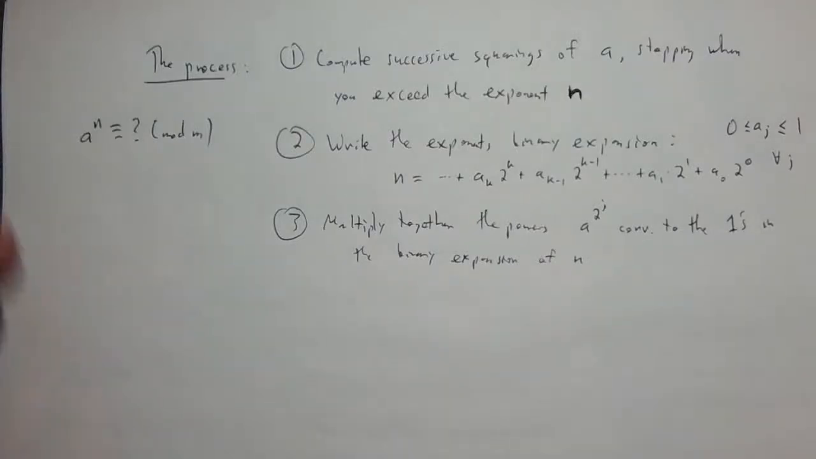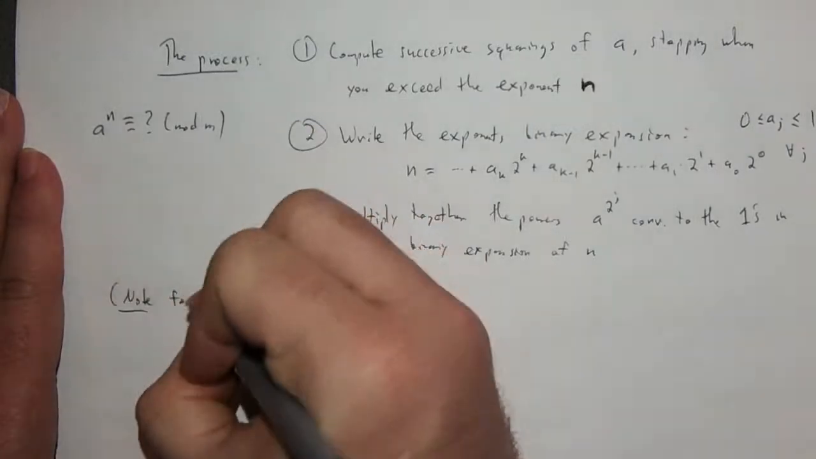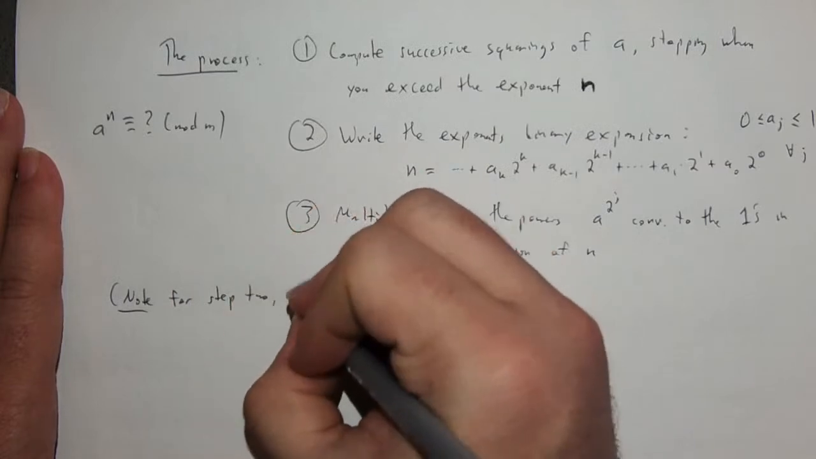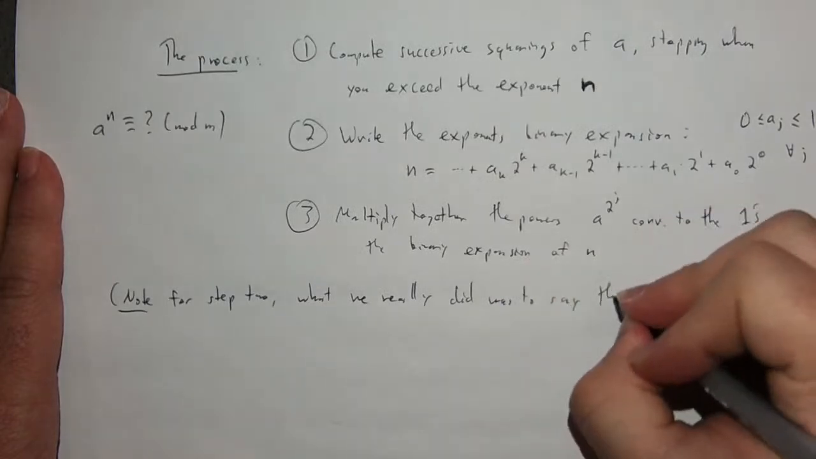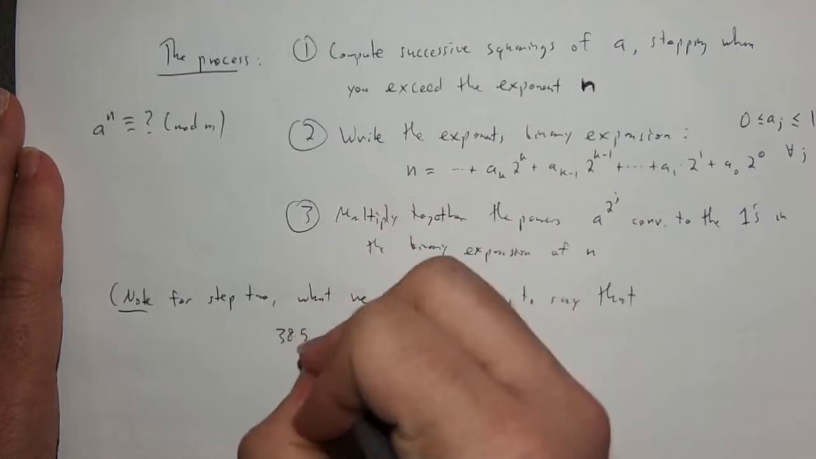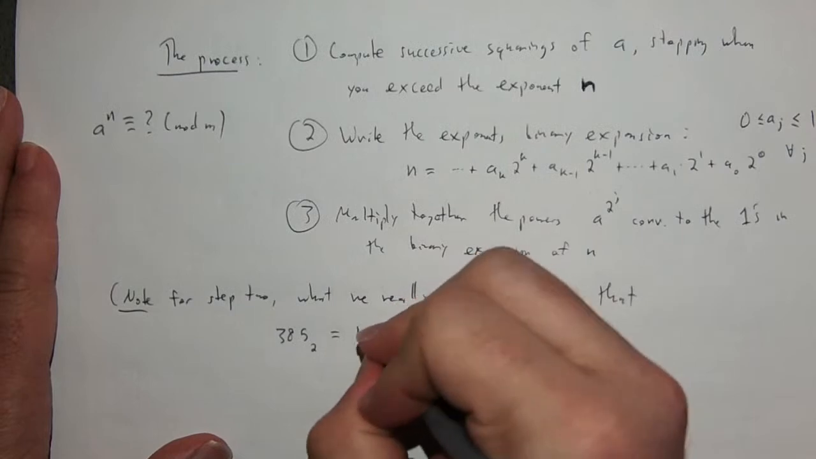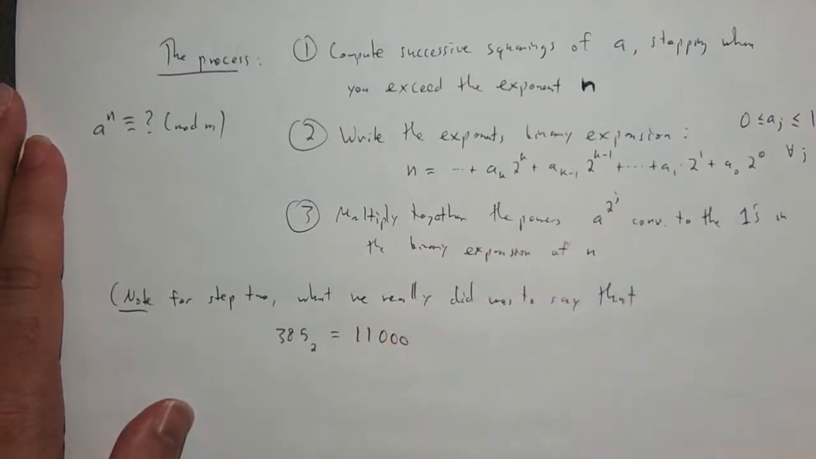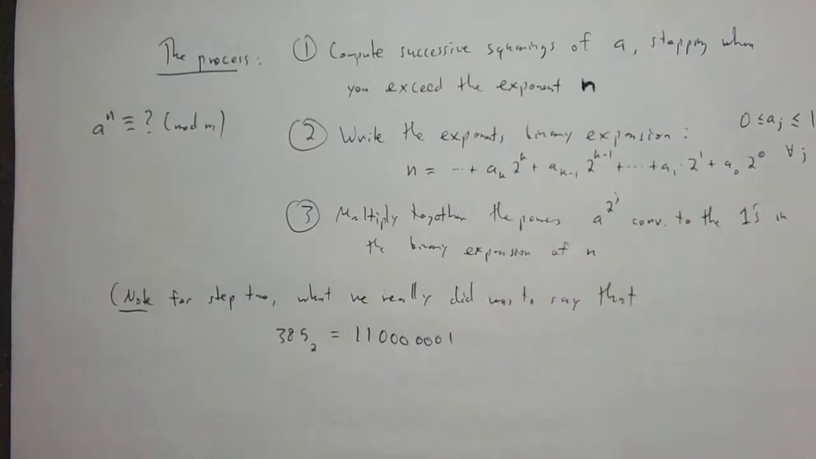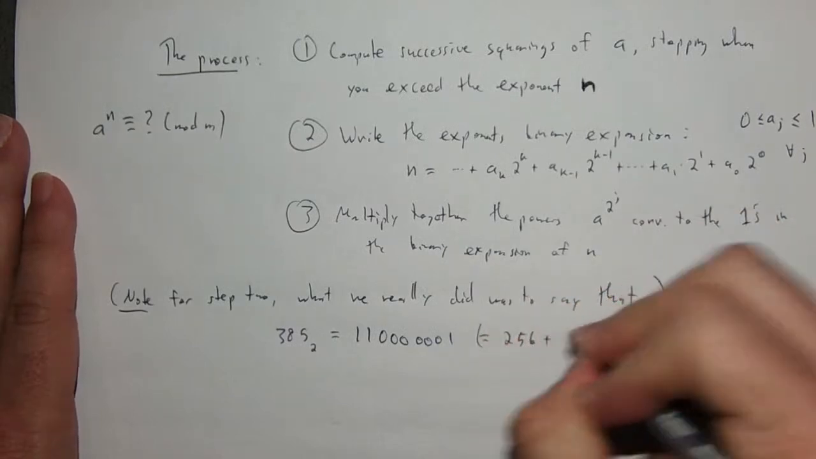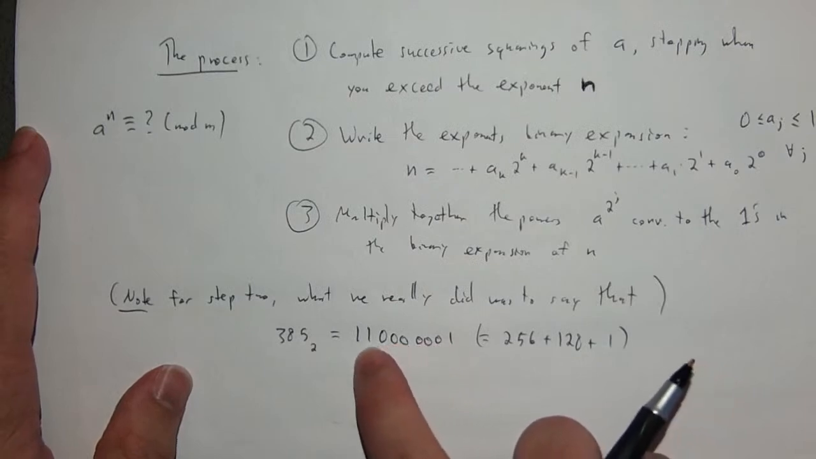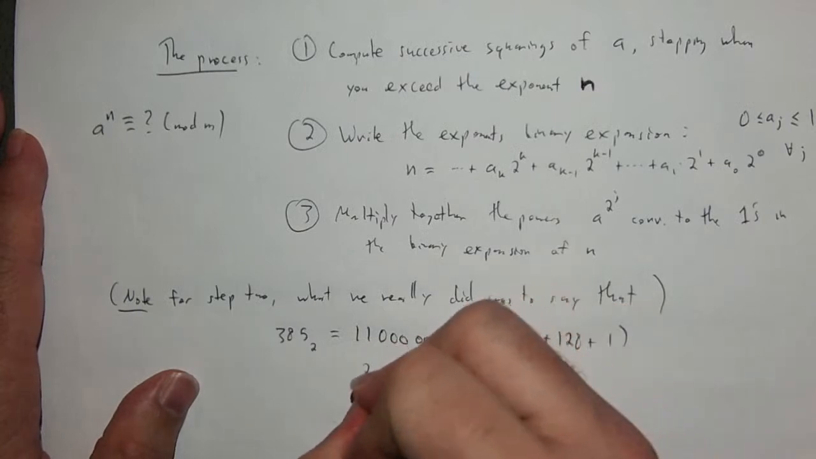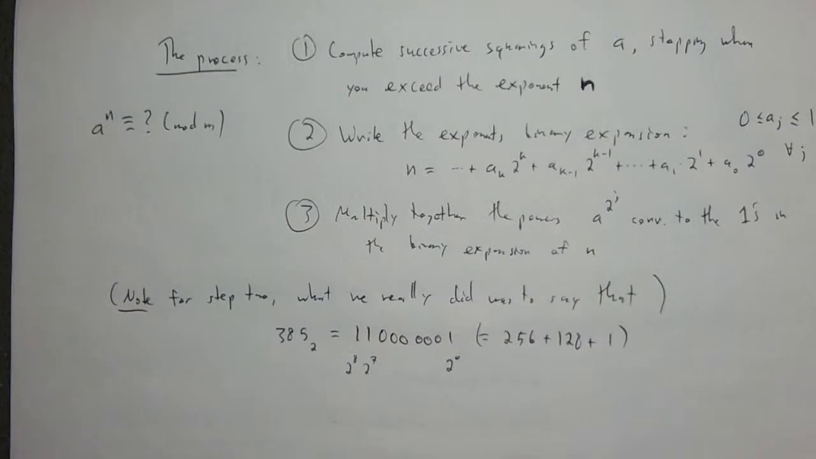So note for step 2, what we really did was to say that 385 base 2 is 1 1 0 0 0 0 0 0 1. That's the same thing as saying that this is 256 plus 128 plus 1, right? So here's the 2 to the 0, first, second, third, fourth, fifth, sixth, seventh, and eighth, right? So here's the 2 to the 0 slot, here's the 2 to the 7th slot, and here's the 2 to the 8th slot. Okay.